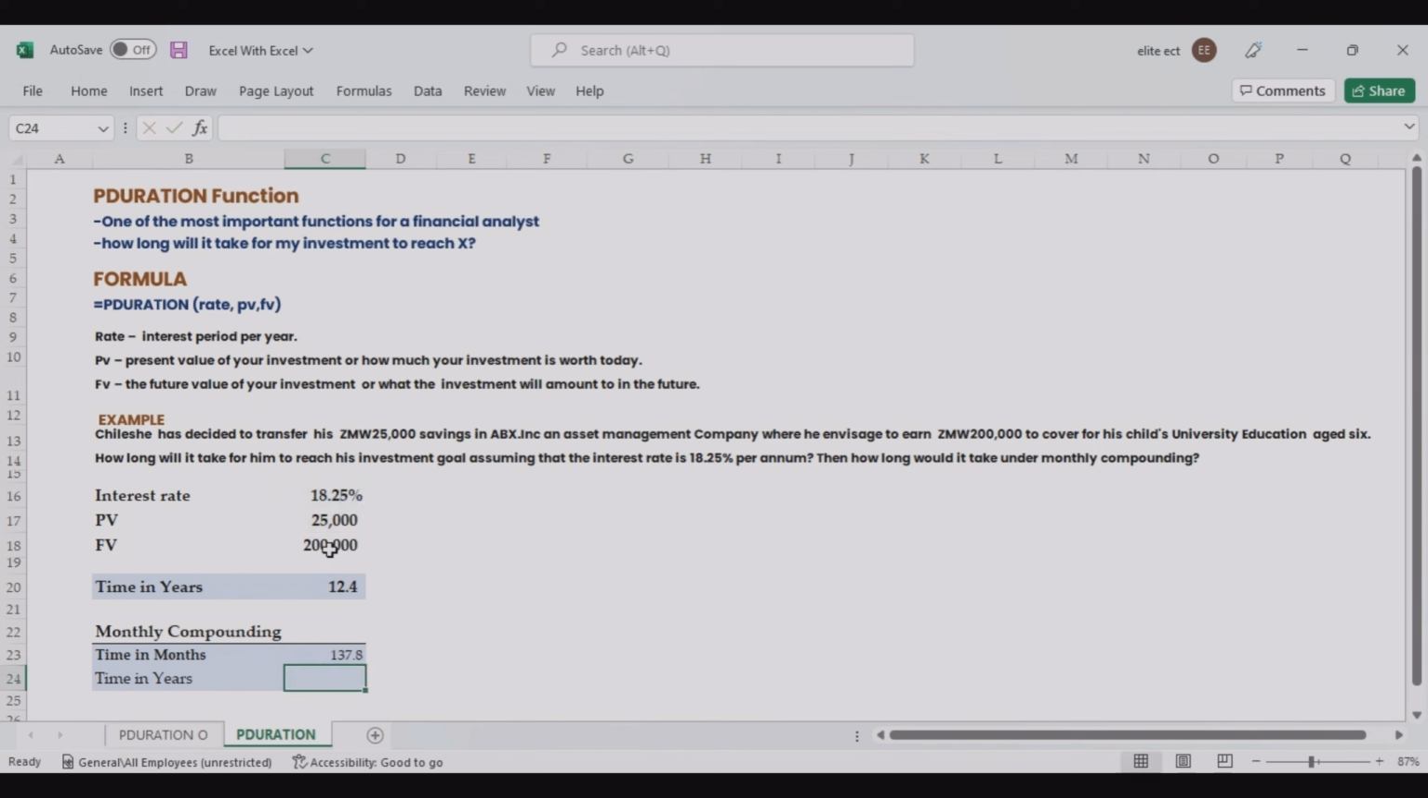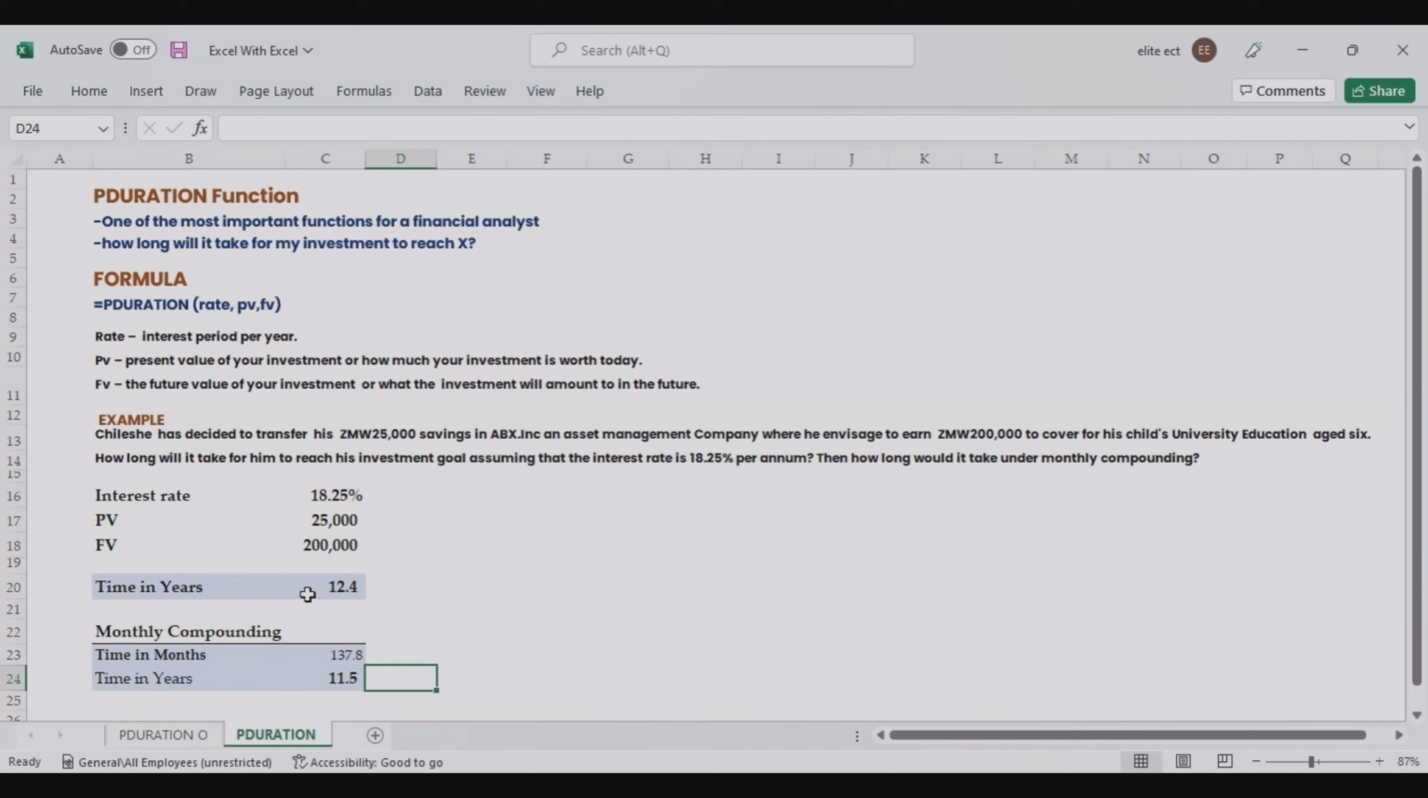Then we press enter. What we discover is it will take about 137.8 months, which is about 138 months, for this money to grow to 200,000 kwacha if the compounding was done monthly. Then we can convert this 137.8 into years by dividing by 12, since there are 12 months in a year. Then we get 11.5, which is about 11 years and 6 months, about 11 months earlier than if it was compounded annually.